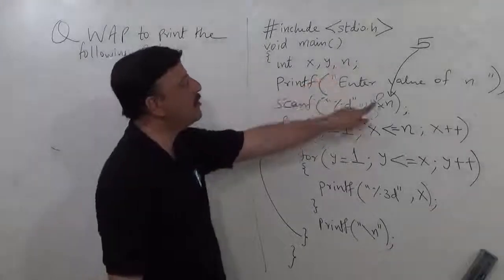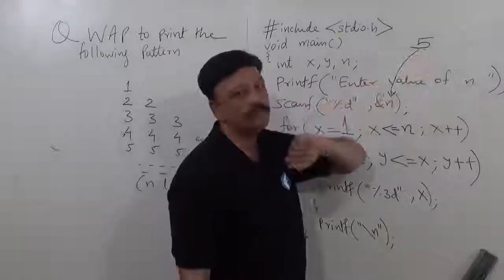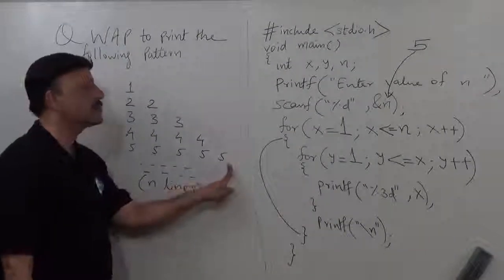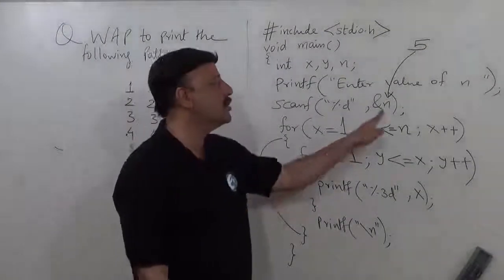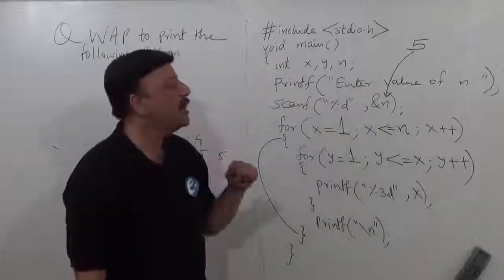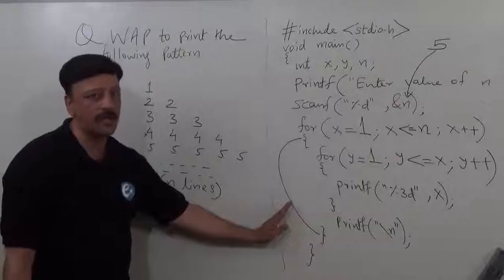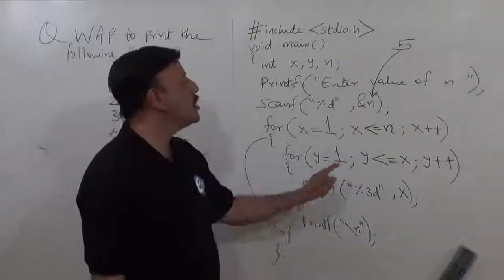Let's ask the value of n. Suppose n is 5. So the last line should be 5 printed 5 times. But we really don't know what n is going to be. n will be entered by the operator. If n is 10, then 10 should be printed 10 times on the last line. Okay, so n is 5.